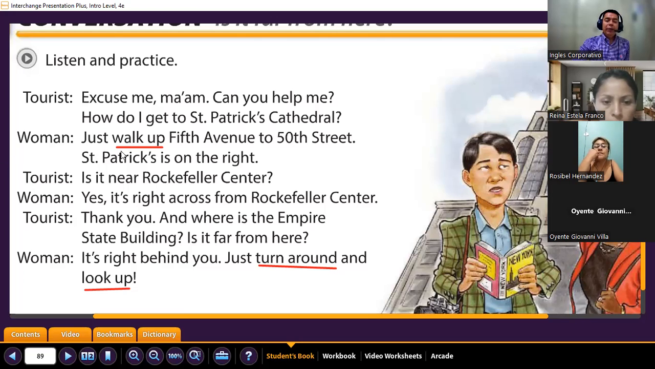Okay, now here we have this expression, walk up. Walk is a verb, so it's an infinitive. When you give instructions, or when you give directions, you use the imperative. Look, turn around. Dese la vuelta, le dice al japonesito. Turn around. And look up. Y mira hacia arriba.